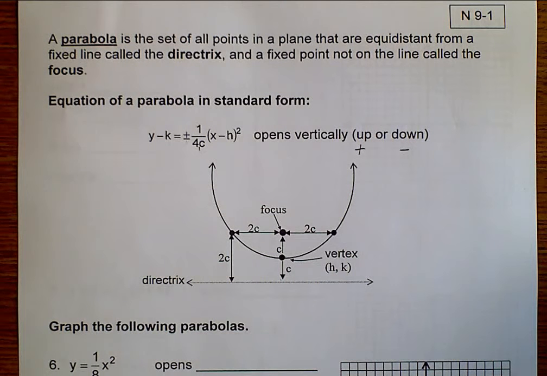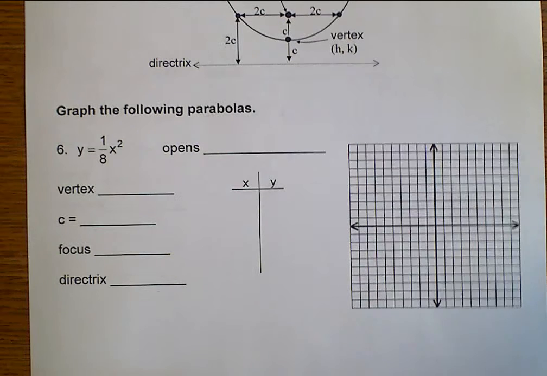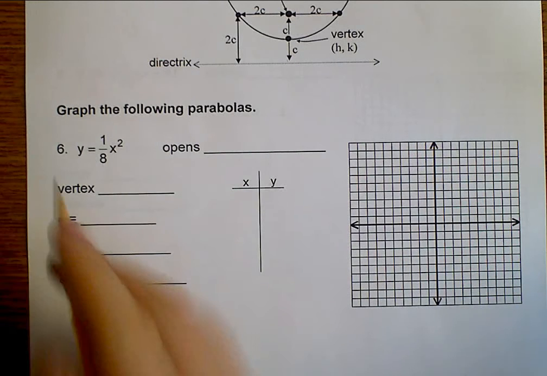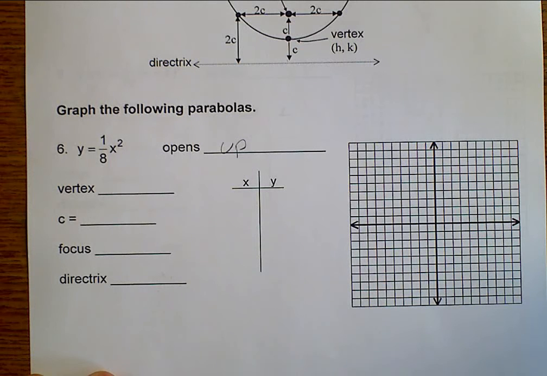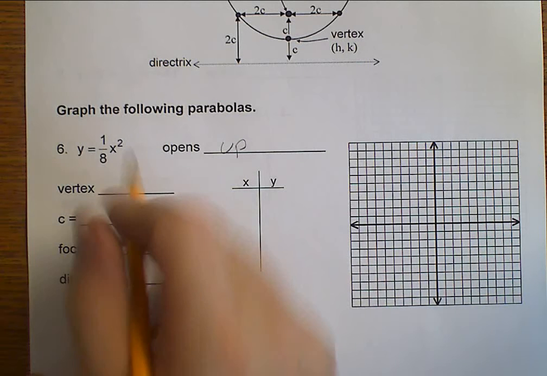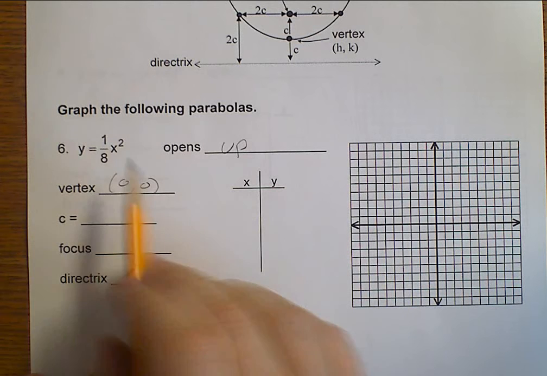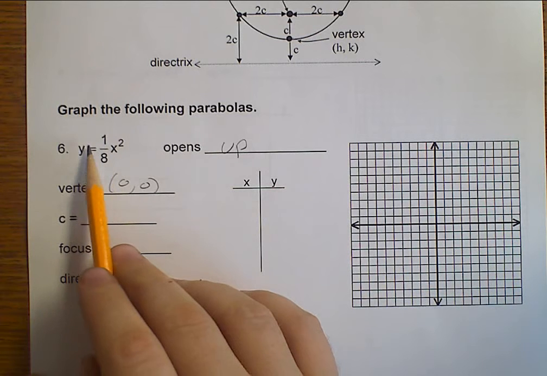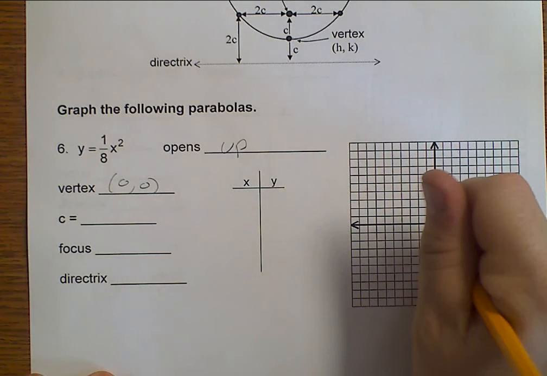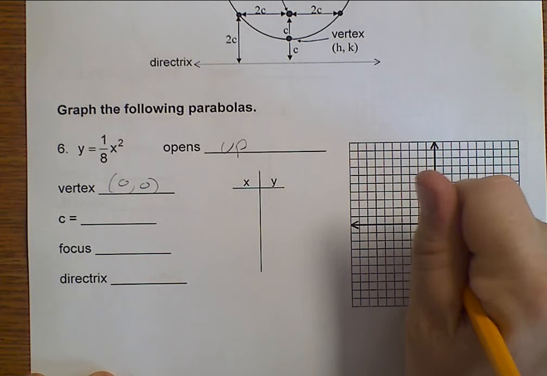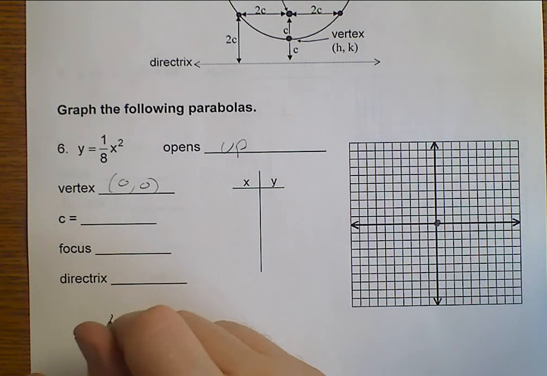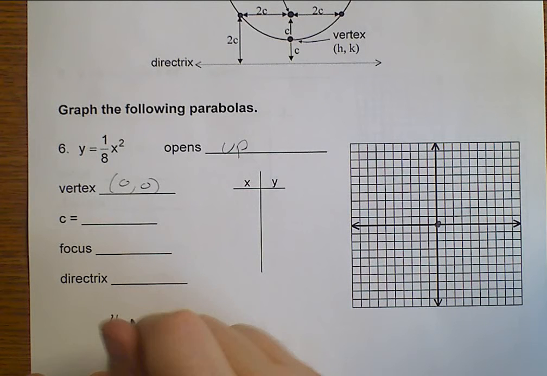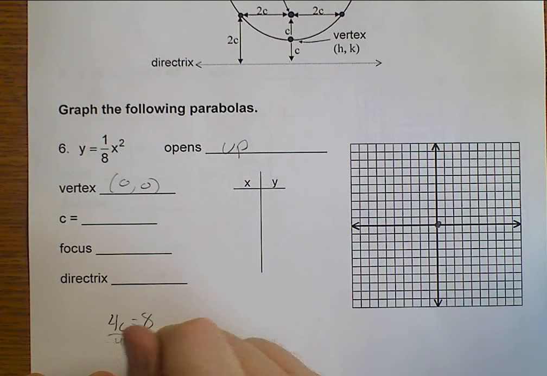So let's take a look at number 6. Well, first off, this is positive, so we know it opens up. That's easy. Our vertex would be 0, 0, because we are not adding or subtracting anything from x or y. So I'm going to go ahead and draw my vertex. Now c. 4c equals 8, which means that c equals 2. So c is 2.